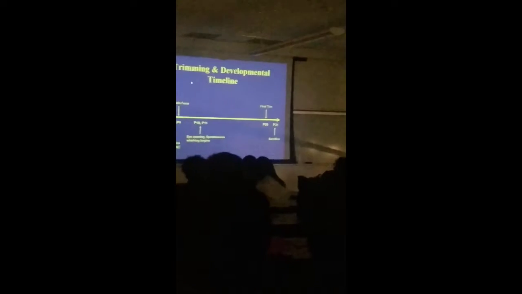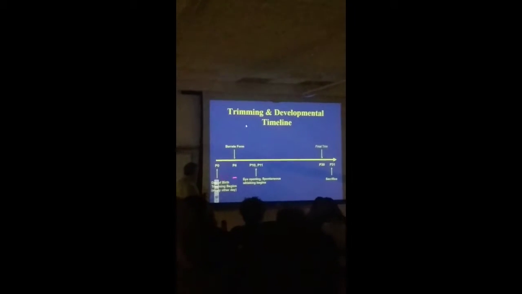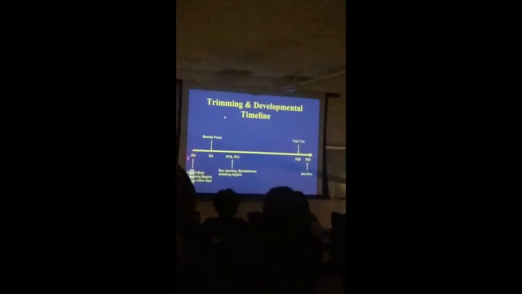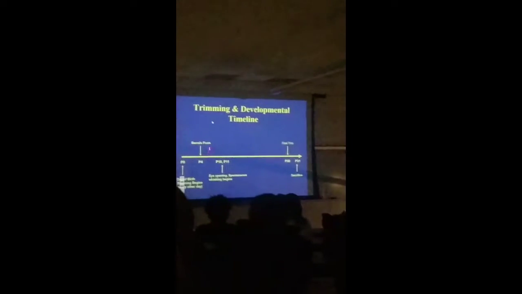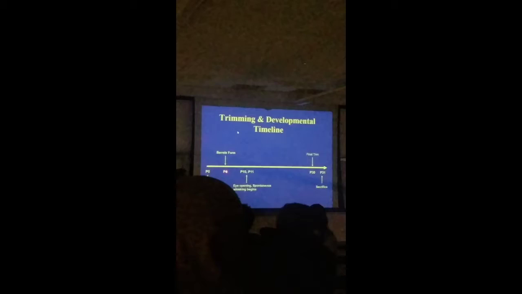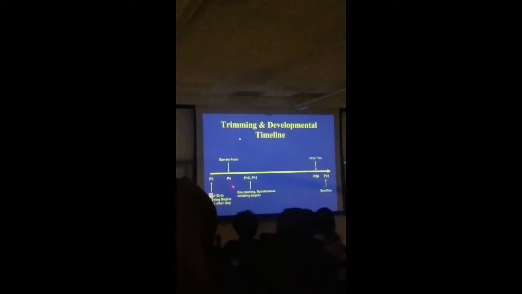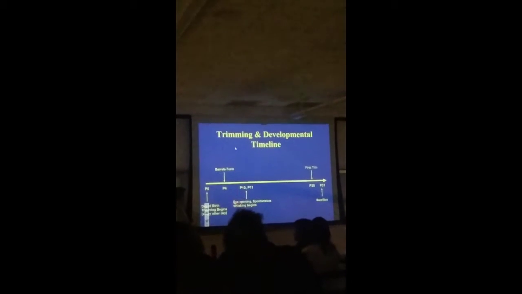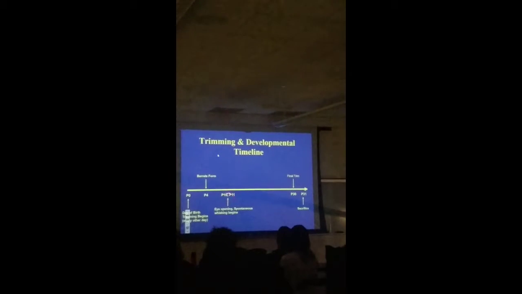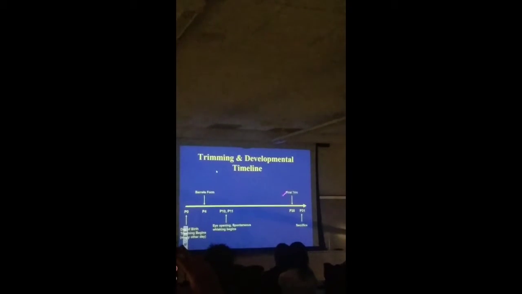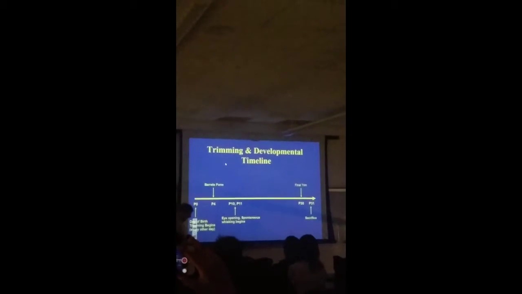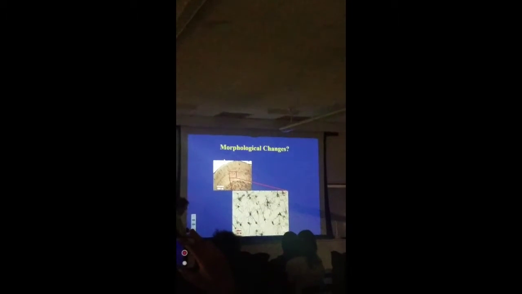So this is kind of the developmental timeline of the mouse. It gets born here. We begin trimming here. The barrels form by the 4th postnatal day. P stands for postnatal. They open their eyes and they begin whisking around day 10, 11, and then the final trim, and then we sacrifice the animal for the anatomical analysis.